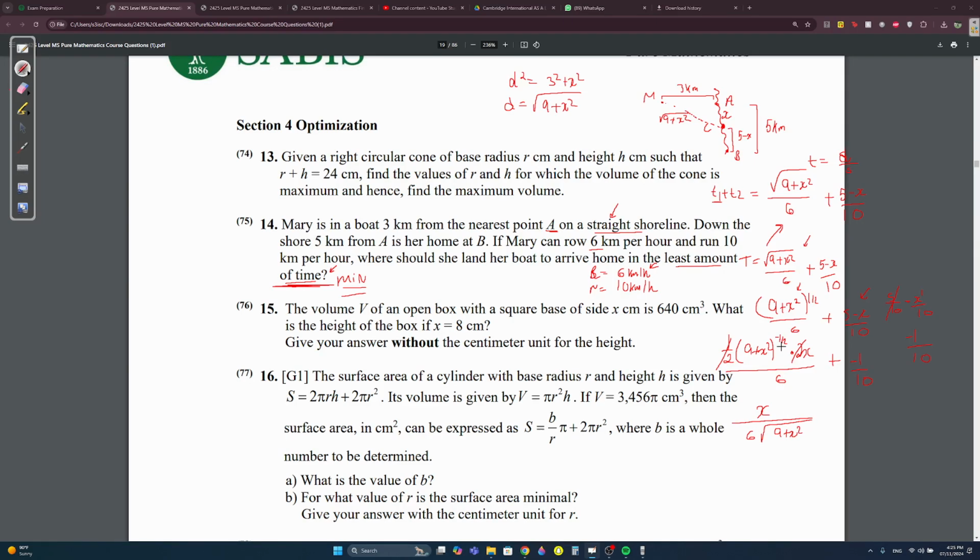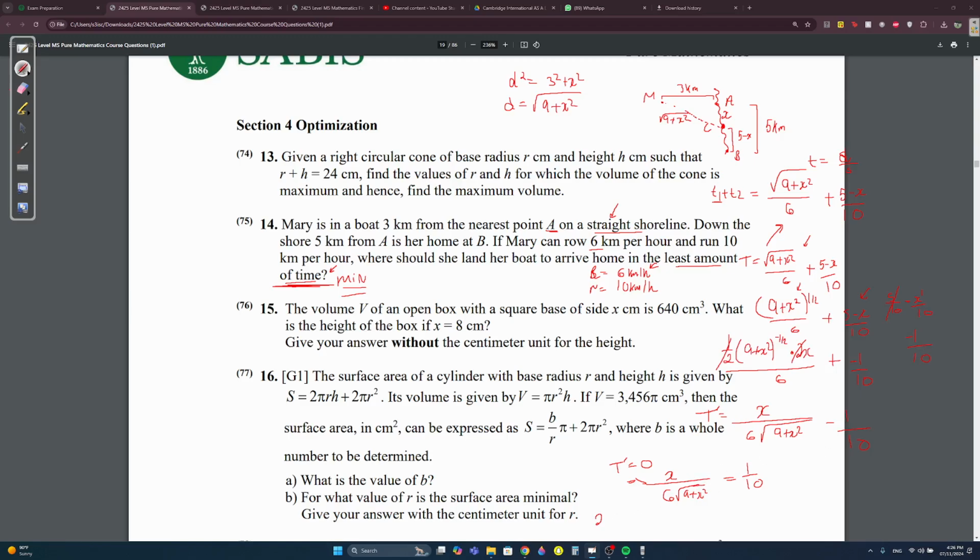Because it was negative half, to take it down becomes positive, and it's half, so it's a radical, minus 1 over 10. So now we found our t prime. This is t prime. T prime is equal to this. You need to equate it to 0. T prime equals 0. So x over 6 root 9 plus x squared is equal to 1 over 10, because I just took it to the other side.